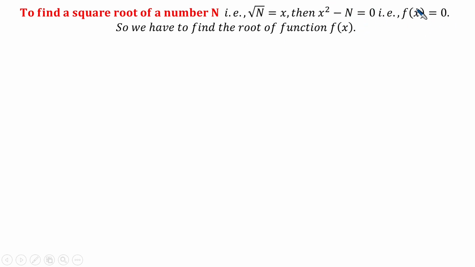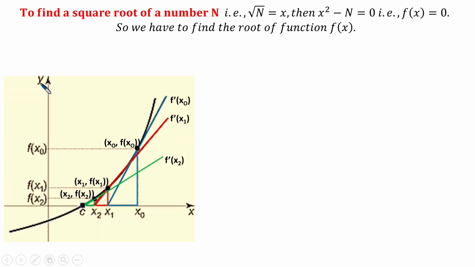So if I can find the root of this function, that is, at what value of x this function is 0, then I know what the square root of n is. So how do I find this? I draw this as the y-axis and this as the x-axis. Y is a function of x. So here at point x0 it is f of x0, and at x1 it is f of x1, and so on. So at x0, what is the slope?